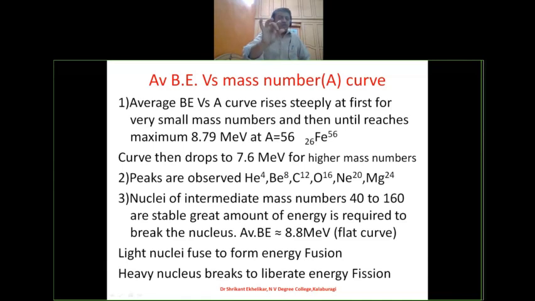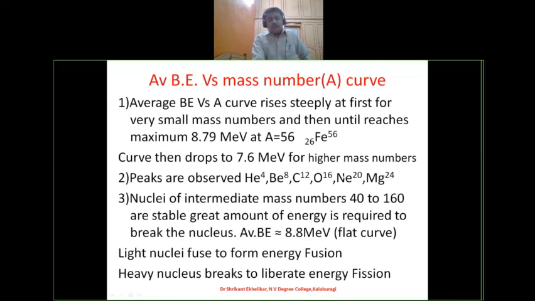So first it increases slowly, then there is a peak, the maximum is for iron, and then the curve drops to 7.6 MeV for higher mass numbers. The peaks are observed for helium 4, beryllium 8, carbon 12, oxygen 16, neon 20, magnesium 24. And in the intermediate mass range 40 to 160, the curve is almost flat. Average binding energy is 8.8 MeV. So light nuclei undergo fusion and heavy nuclei undergo fission.